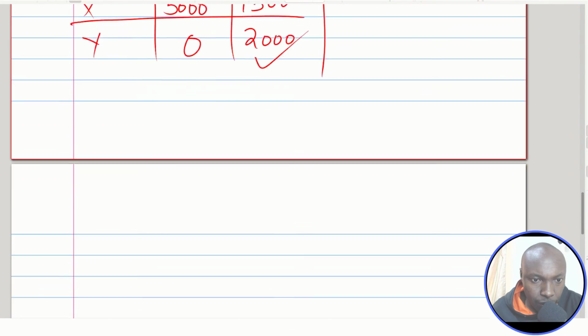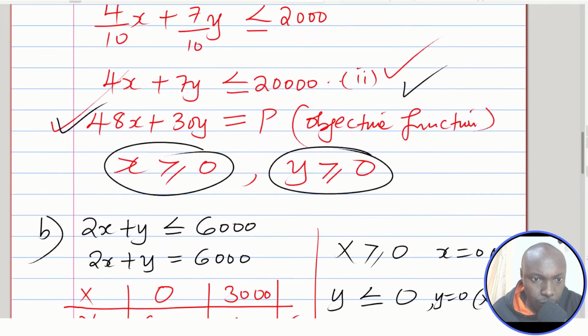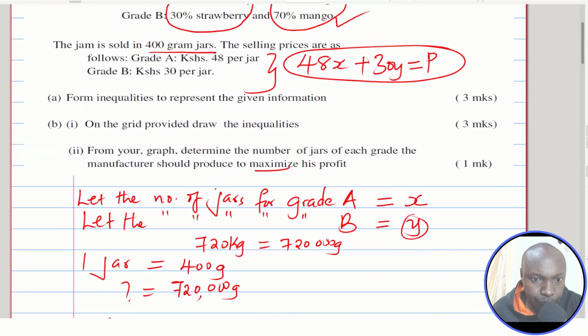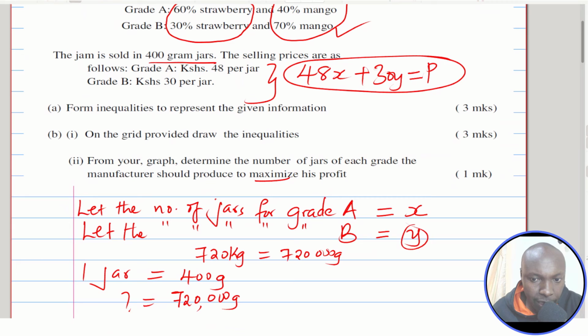The next thing that we're going to do now is to go to the last question, and the last question is: from your graph, determine the number of jars of each grade the manufacturer should produce to maximize the profit. This is called the process of maximization. Now, to maximize the profit, we use the objective function.